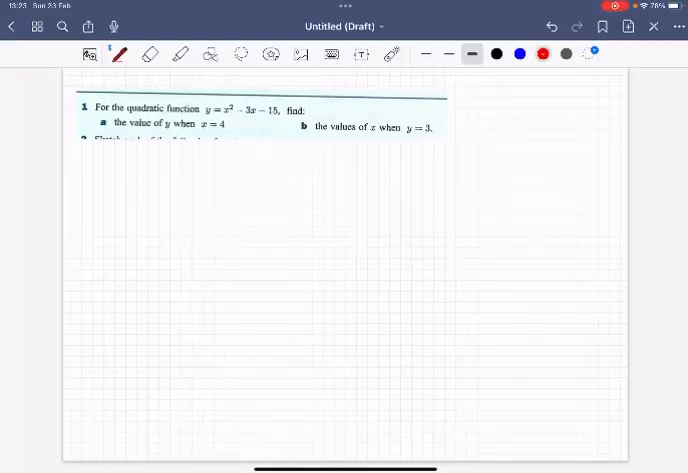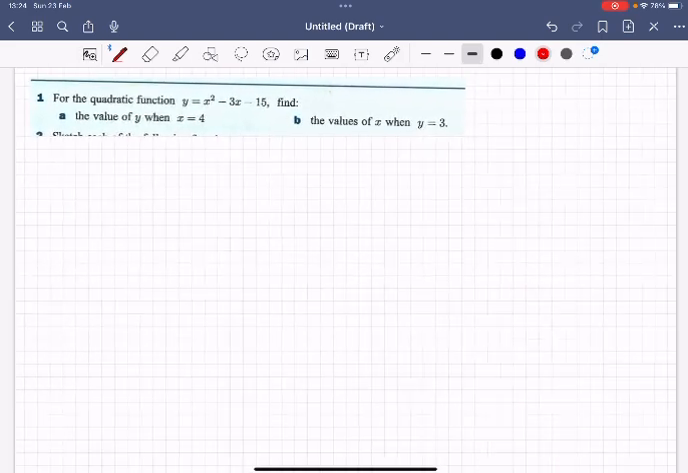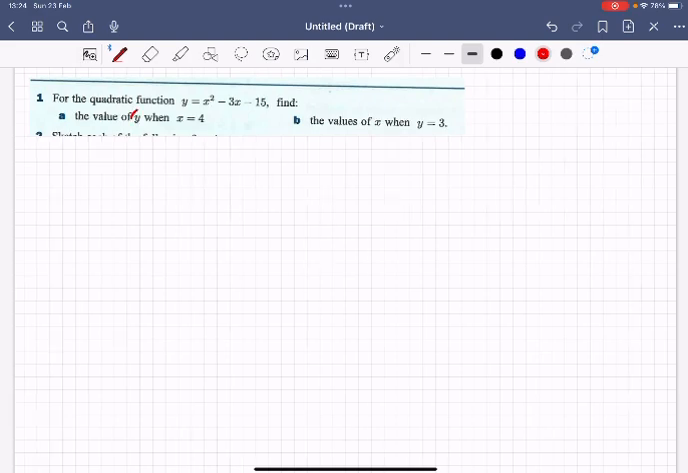Hi guys, today we're going to be learning how to solve a quadratic equation given the value of either x or y. So first we're going to complete question 1a, where it says find the value of y when x equals 4. We know the value of x, and we're going to fill it out.